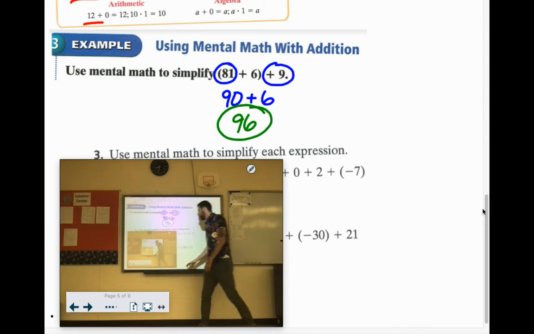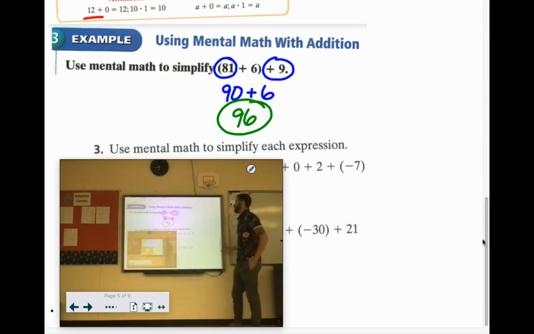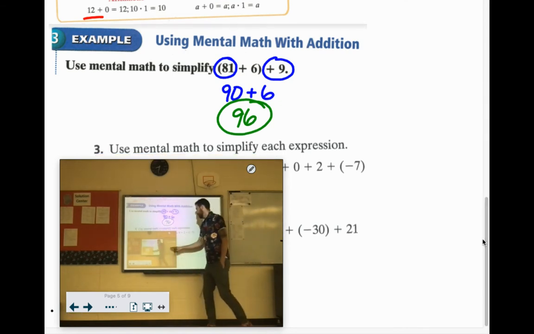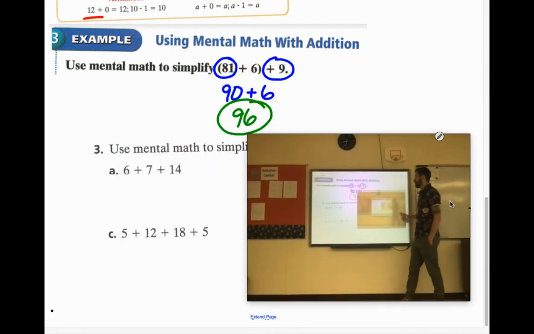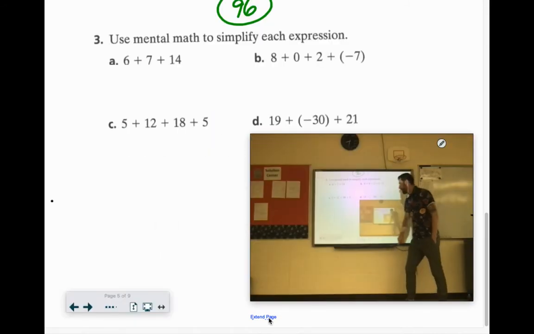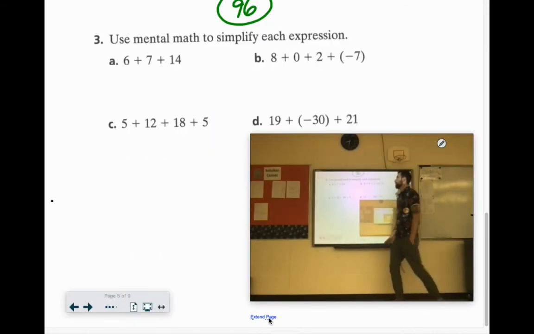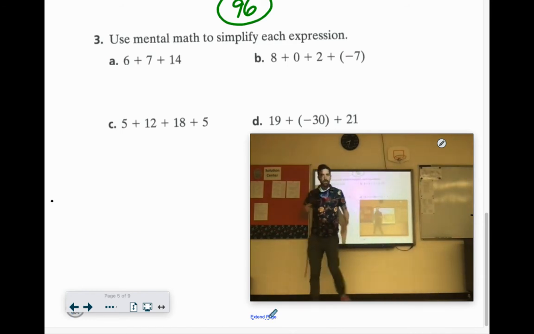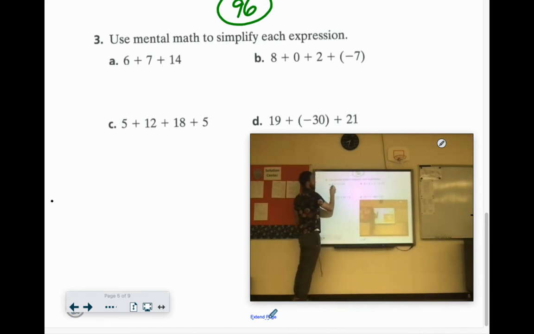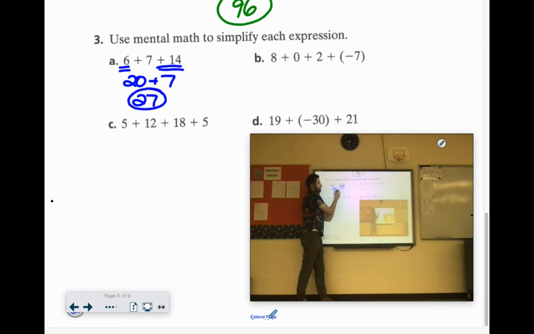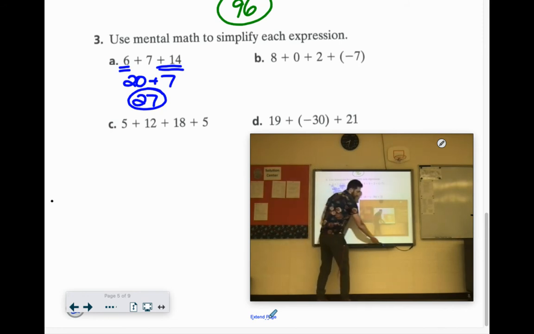So we're trying to do as much as we can in our brains and really work on advancing our mental math skills. So here on A, if Mr. Plant was doing it, I would combine the 6 and the 14, because I know that would give me 20. And then 20 plus 7 gives us 27. Again, if you just went left to right, you'd end up there anyway. But this will allow you to use easier numbers.